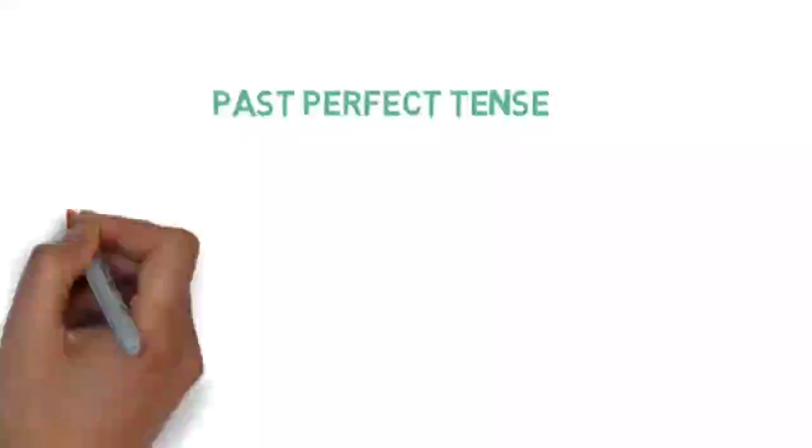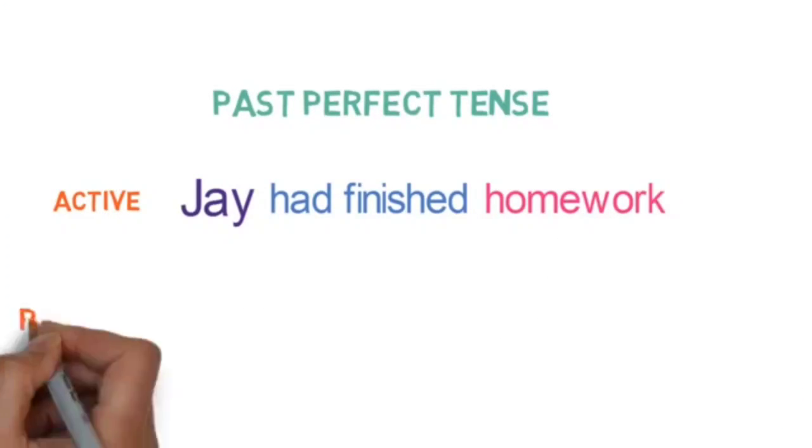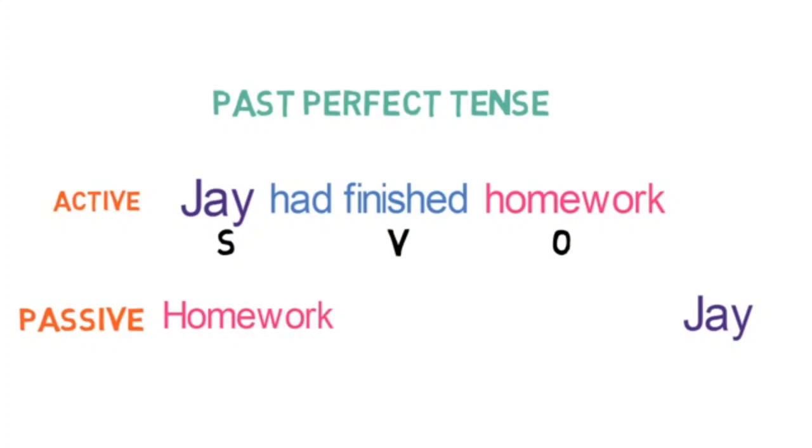Now let's see the next tense, that is past perfect tense. In active, the sentence is Joy had finished homework. In passive, first you have to find out subject, verb and object. So Joy is the subject, finished is verb and homework is the object. Second, swapping the position of subject and object. So Joy should go back and homework should come front.